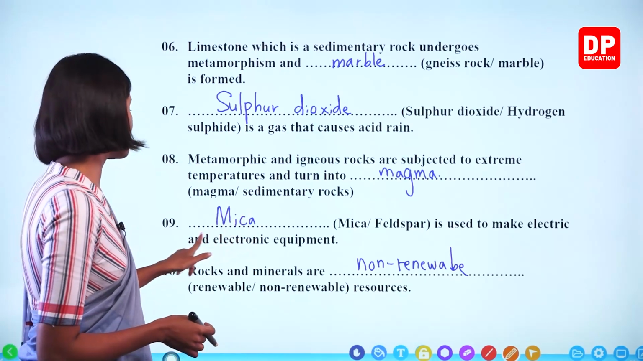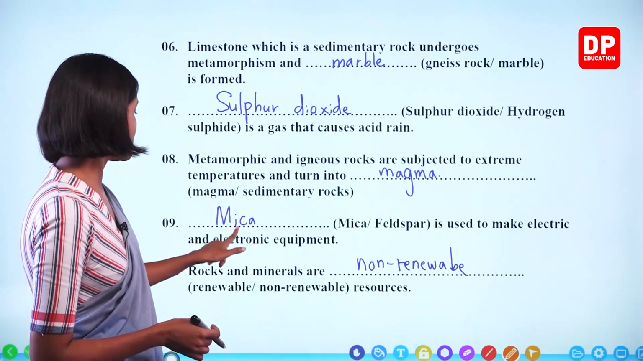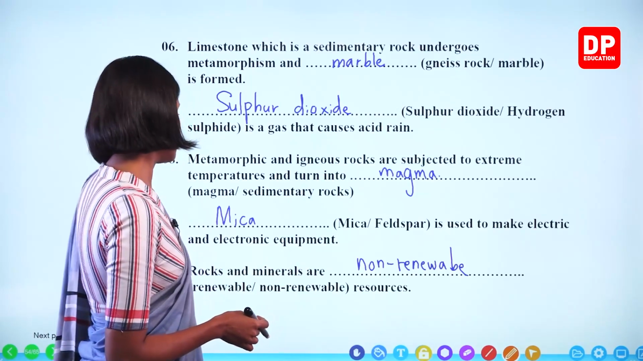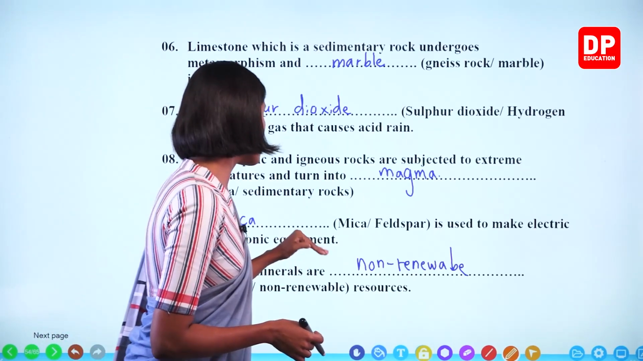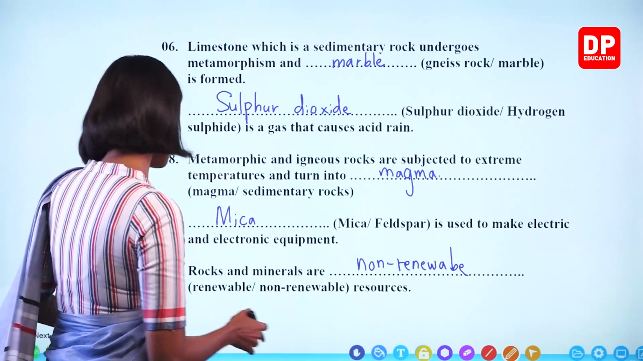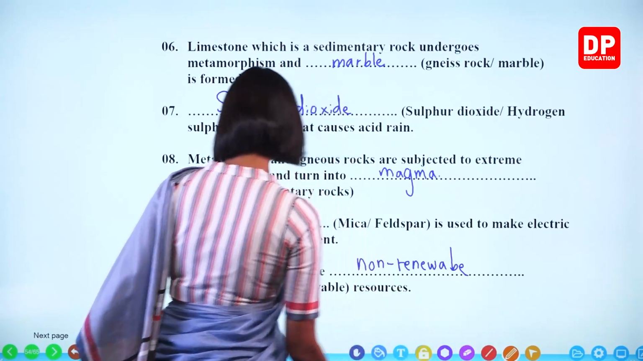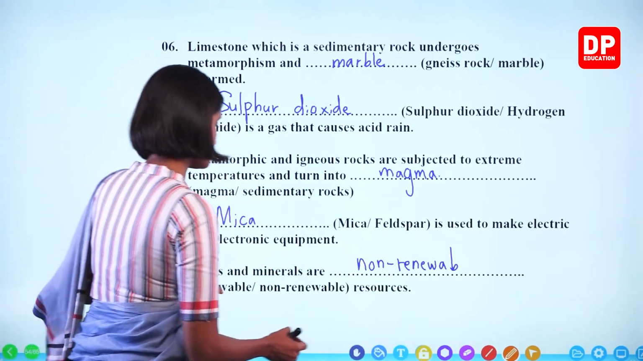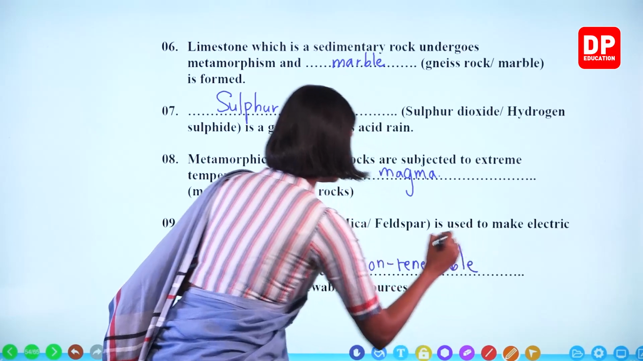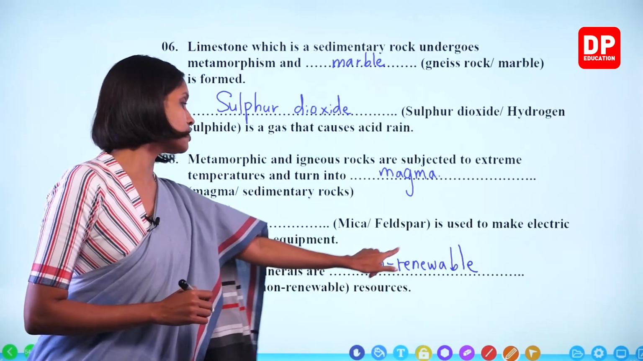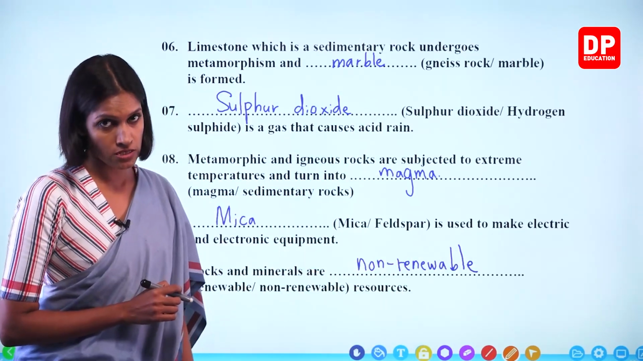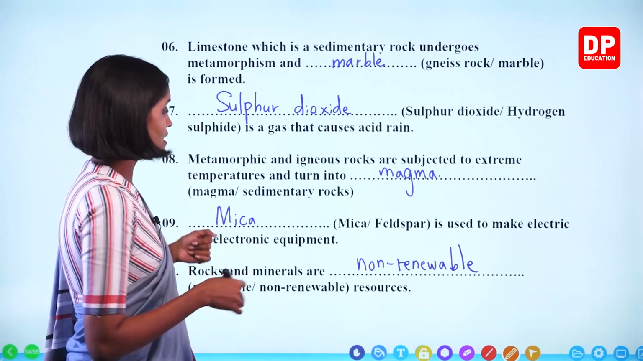Mica is used to make electrical and electronic equipment. Rocks and minerals are non-renewable. This should be renewable. Rocks and minerals are non-renewable resources. Right, children? We'll move on to the next.